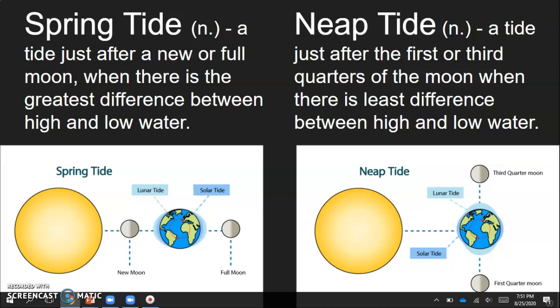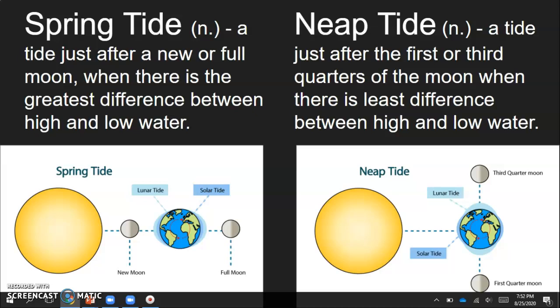Now during a neap tide, this is kind of the opposite. So we've got our moon perpendicular to our sun, so their gravitational pulls are working opposite each other. This occurs after the first or the third quarter moon, so that's when we see half of the moon. And there is the least difference between the high and the low water. So what this means is that you would see a lower high tide than normal and a higher low tide than normal.